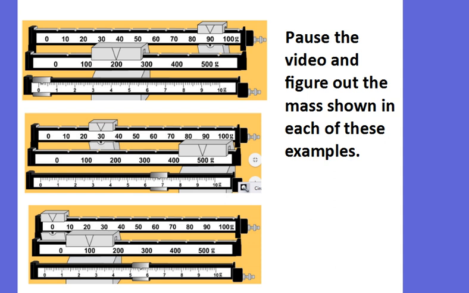If you want to give it a try, we didn't do this a lot, but there could be a bonus question on the test about this. If you want to pause the video to see if you could figure out the mass shown on each of these examples and then check your answers on the next slide, that would be a good idea.